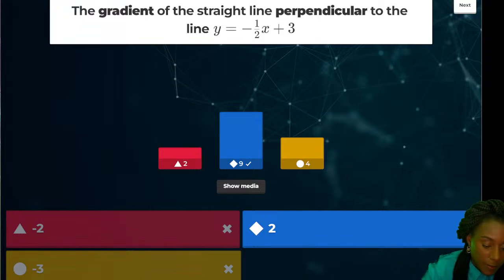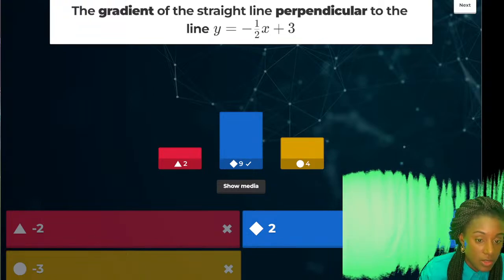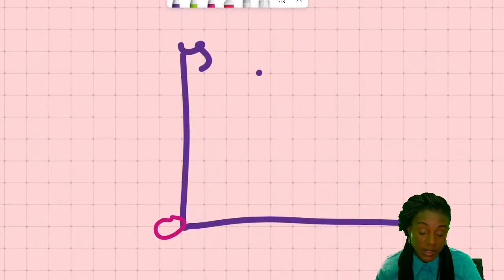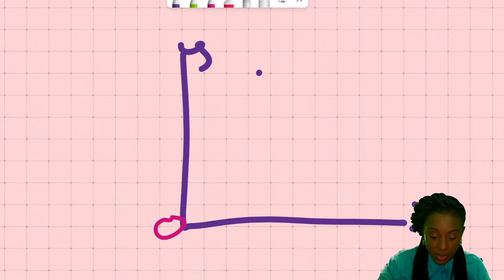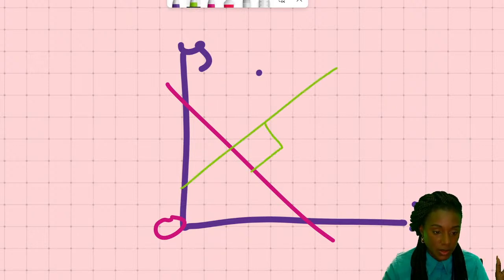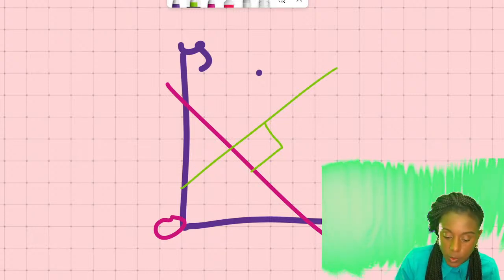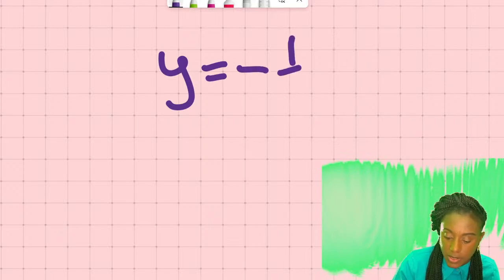So let's see here. The gradient of the straight line, which is perpendicular to that line. Perpendicular means that the other line is going to intersect that line at 90 degrees. So let's say we have a straight line here, and we have another line which is perpendicular to that line. It means that they intersect at 90 degrees. So this is what they mean by perpendicular. Now they gave us the equation of one of the lines. They said that y is equal to negative a half x plus 3.